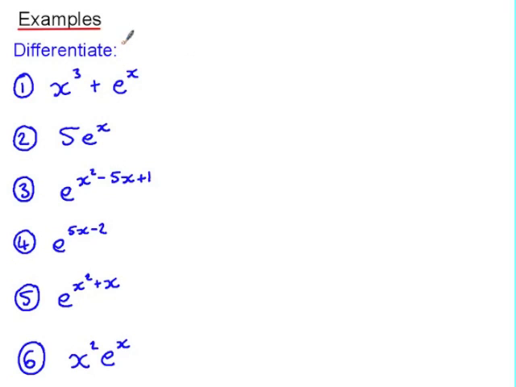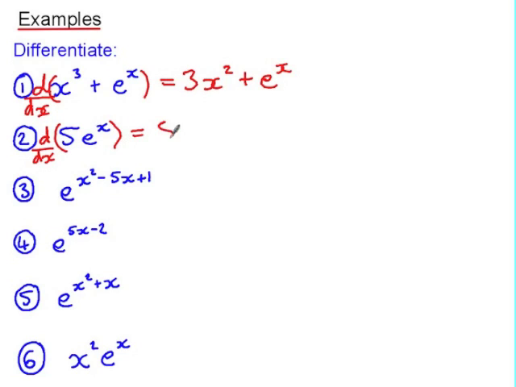So now let's look at some examples. We're going to differentiate each of these with respect to x. So number 1, we're differentiating with respect to x each time, and we've just got 2 terms added together. X cubed differentiates to 3x squared, and e to the x differentiates to e to the x. And the second one, we've got 5e to the x. When we differentiate this with respect to x, we get 5e to the power of x.